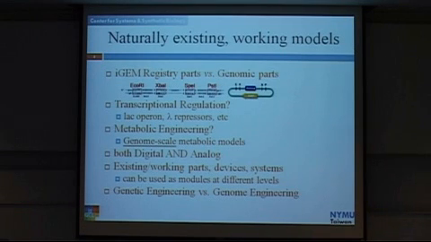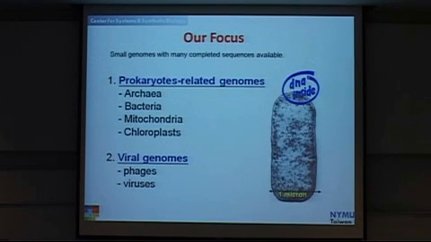If you look at those naturally existing working models, those sequenced genomes, they have all kinds of working parts, devices, and systems for you to use. So they can be used as modules at different levels for interchange. We're talking about genome engineering, not changing one gene at a time as in traditional genetic engineering. Again, our focus is on those small genomes with many complete sequences available, so you can easily do comparisons and find the parts and the rules among them. We're working on bacterial, archaeal, mitochondrial, and chloroplast genomes, also viral and phage genomes.